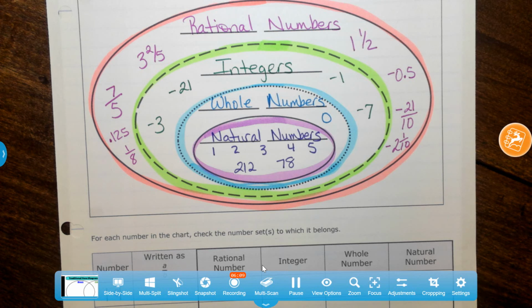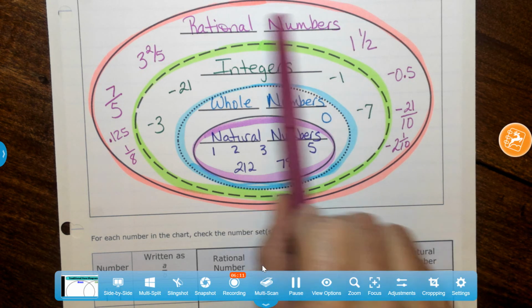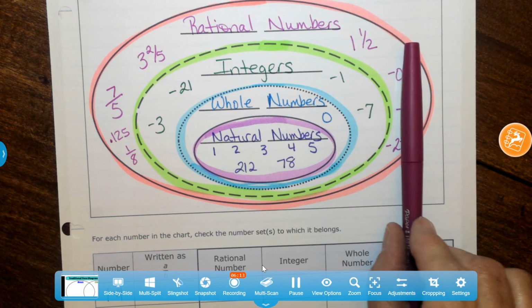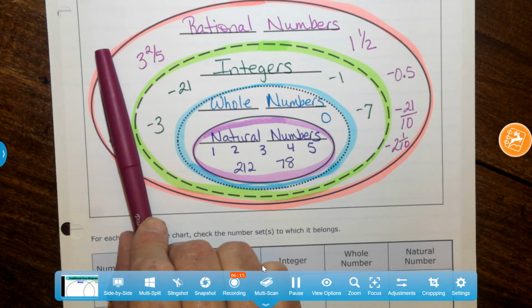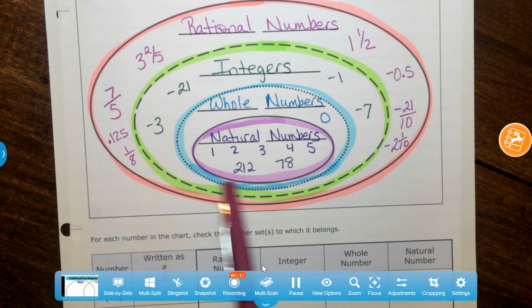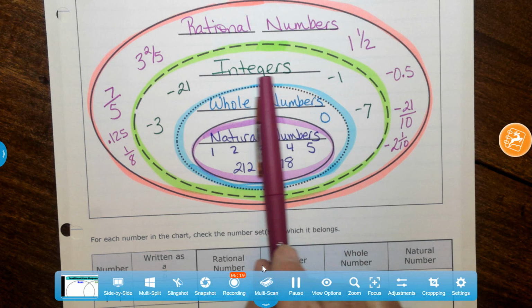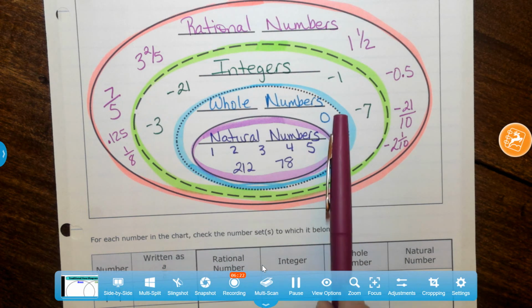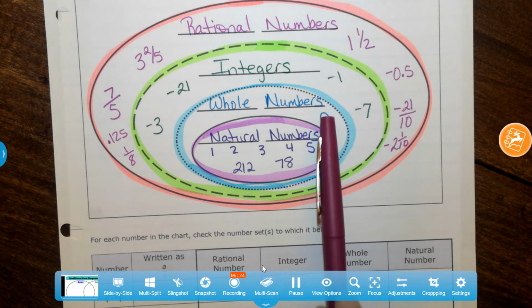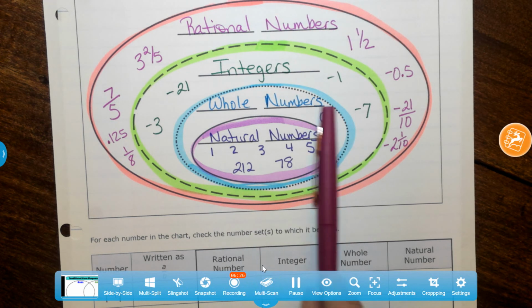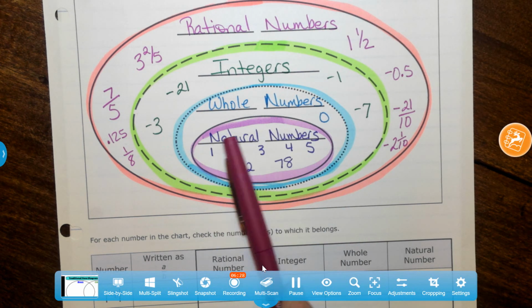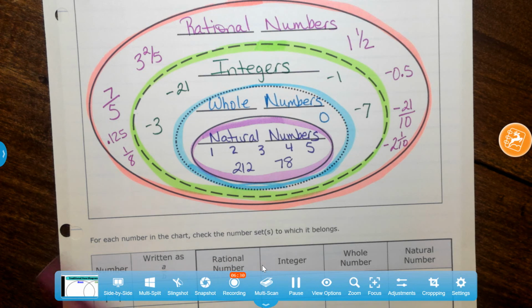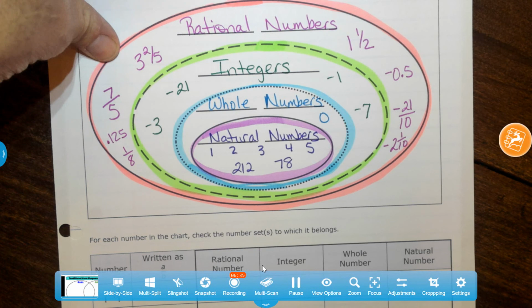And if it's inside this big circle, that means everything in here is a rational number. If it's inside the integers, that means everything inside is an integer. If it's inside the whole numbers, 0 and the natural numbers, then they're all whole numbers. And then the natural numbers are the counting numbers, starting at 1 to infinity. Okay, so let's go down below.